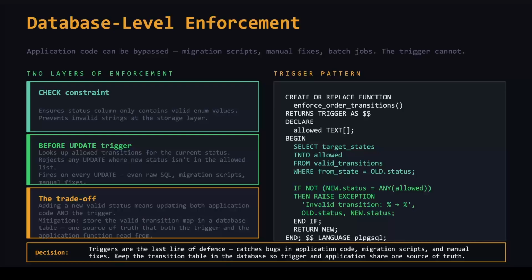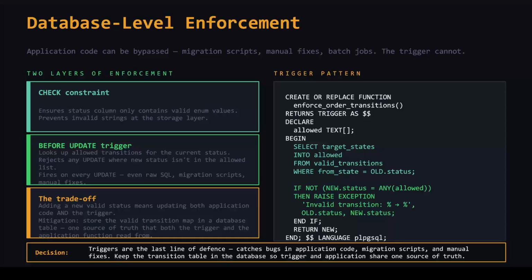My orders table has a check constraint ensuring the status column only contains valid enum values. But a check constraint alone allows jumping from draft directly to completed. It validates the destination, not the transition. So I have a trigger that fires before any update on orders. The trigger looks up the allowed transition for the current status and rejects the update if the new status isn't in the allowed list. Even a raw SQL query can't put an order into an illegal state.